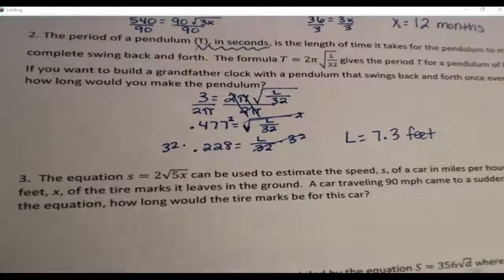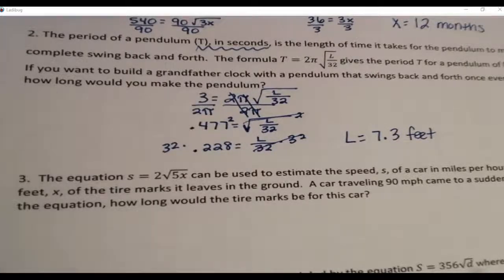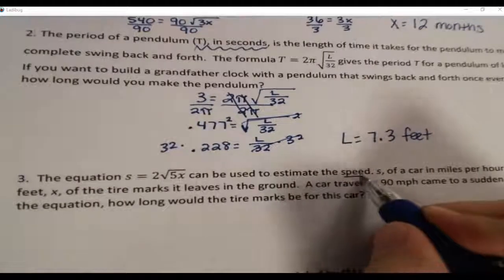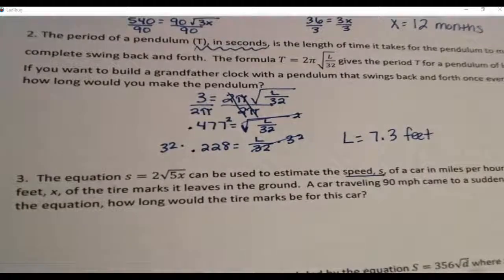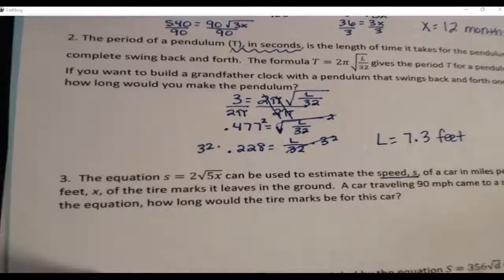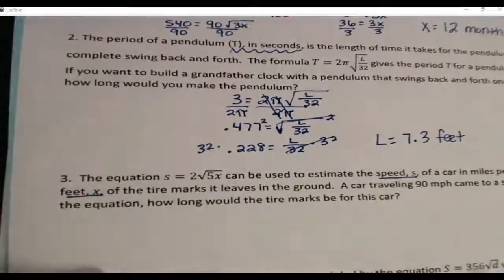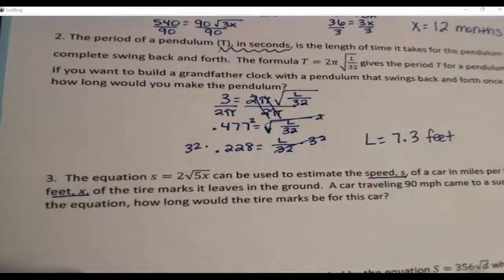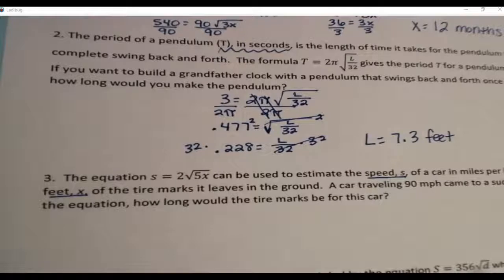Let's look at 3. So 3 says the equation s equals 2 square root of 5x can be used to estimate the speed, which is s, in miles per hour, given the length in feet, which is x, of the tire marks it leaves on the ground. A car that's traveling 90 miles an hour came to a sudden stop. According to the equation, how long would the tire marks be for this car?